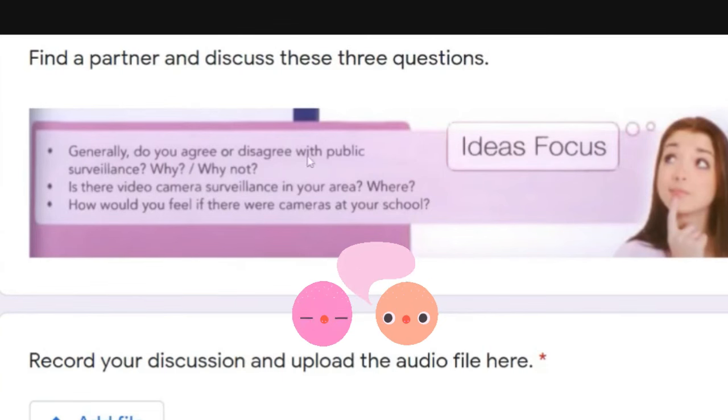For example, the first question: generally, do you agree or disagree with public surveillance? Why or why not? So maybe the first person will ask your friend, Puwen, do you agree or disagree with public surveillance? Then Puwen will say, yes, I totally agree with it. Then you continue to ask Puwen, why do you agree? And then Puwen will have to give a reason. I agree because I think this is for safety purposes. This is also to control the situation. Then after Puwen has explained, Puwen asks back, what about you? Do you agree or disagree? Understand that? So this is how you do the discussion.